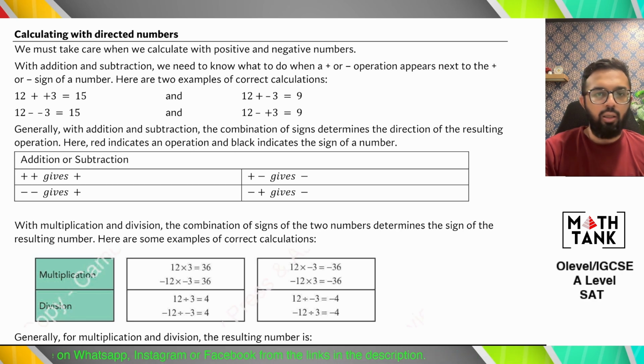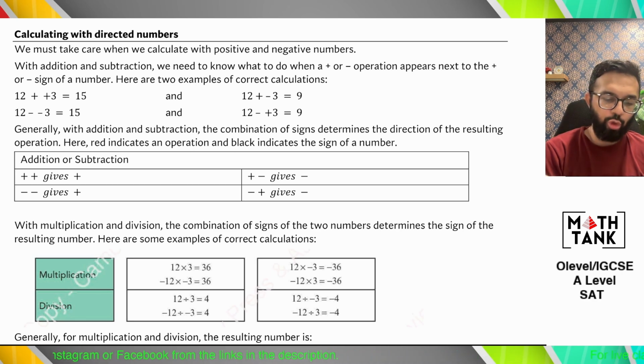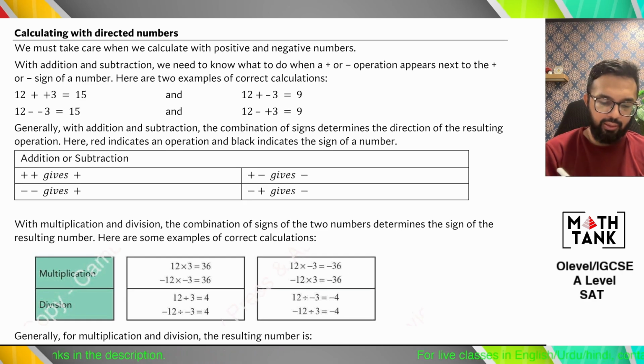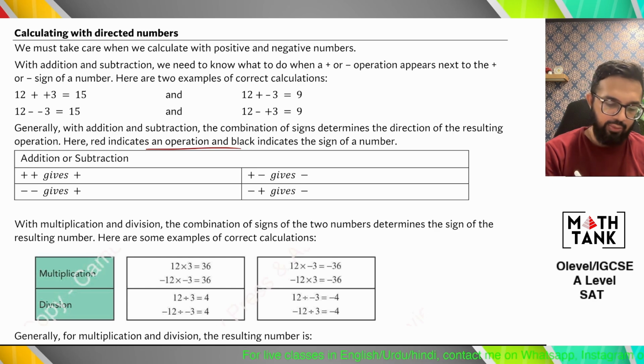I can tell you that red indicates an operation and black indicates the number. These were supposed to be red, although I haven't changed the colors before.